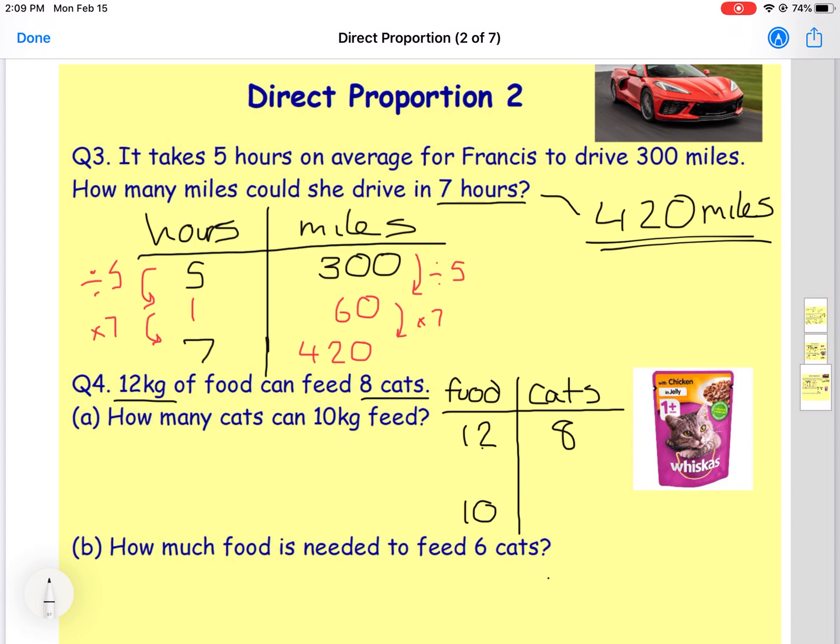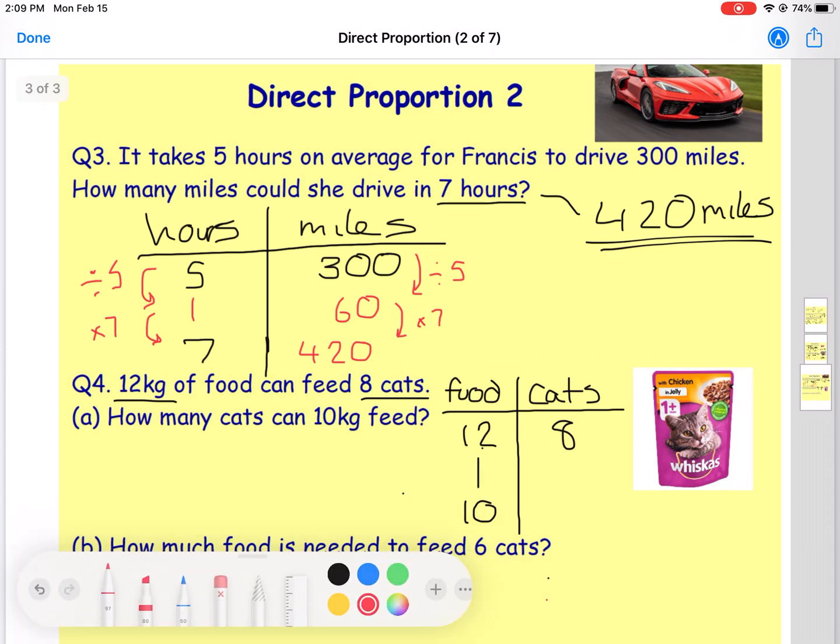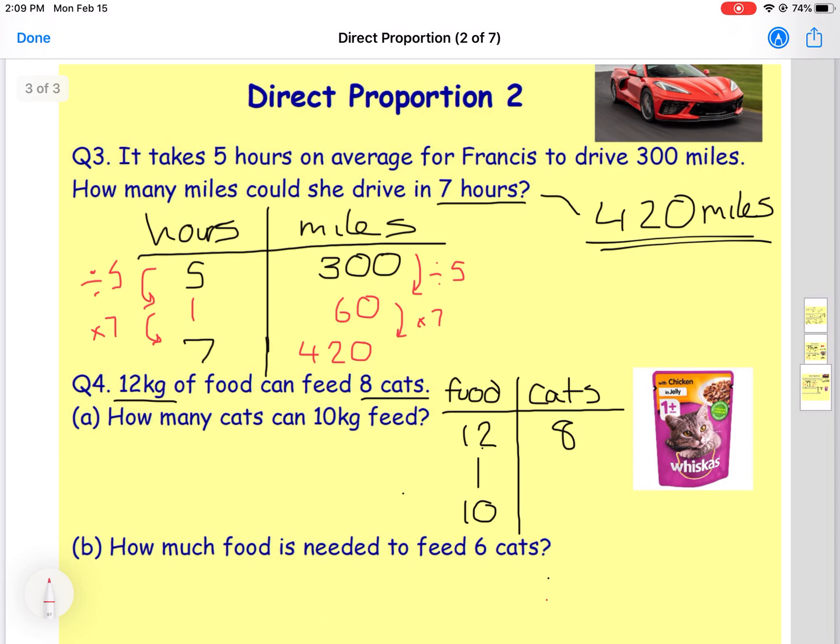So 10 on the left hand side. Again, I'm going to use the intermediate step of 1 and try and work out my calculations from there. So I would always put that 1 in the middle of the 2 numbers that you know and then do your calculations. So 12 down to 1, we're dividing that by 12. Some of these you will have to use a calculator for. That's absolutely fine. Use the calculator on your phone.